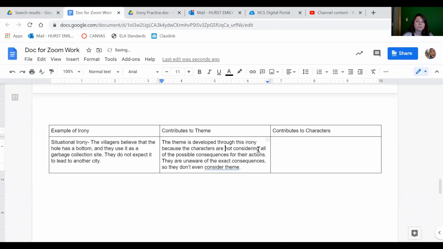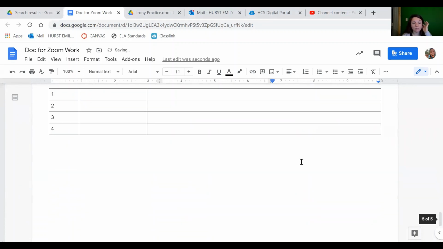How does this contribute to the development of our characters? The characters are thinking about only themselves instead of thinking about all the possibilities. The irony in the story shows how oblivious and selfish people can be. So basically what I just did, we're going to do with specific examples from the text.